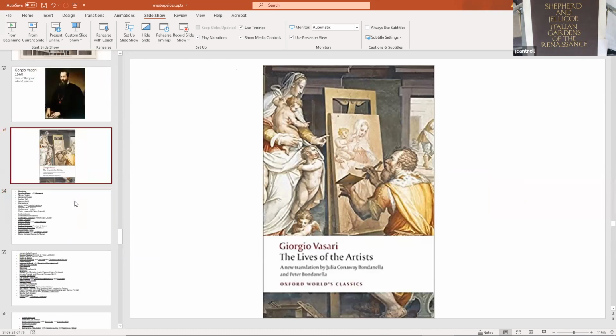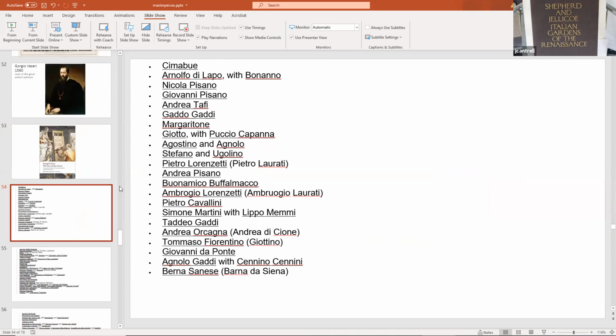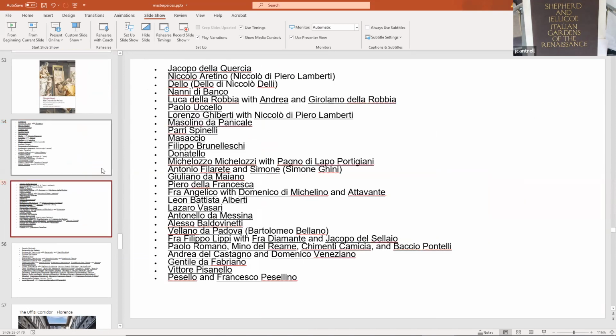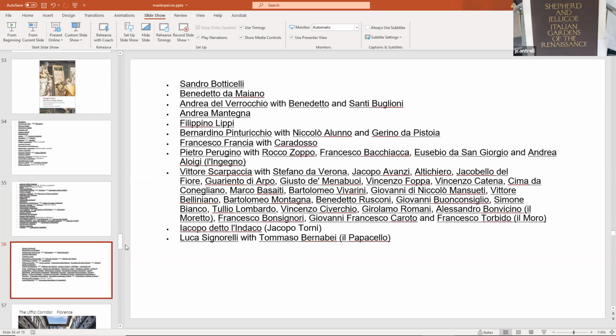And let's look at the catalog. This is just a fraction of all the artists in these books. There's hundreds. For some, of course, there's Brunelleschi, you can see Donatello, there's Raphael, there's Romano. This is just part of them.